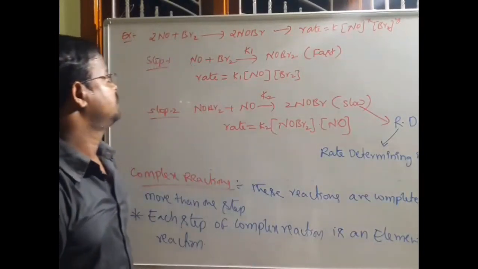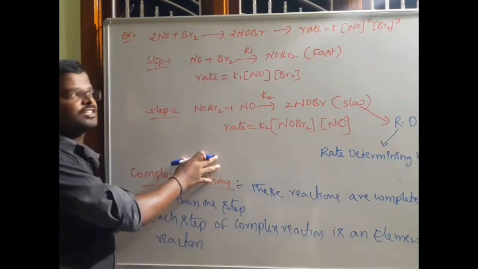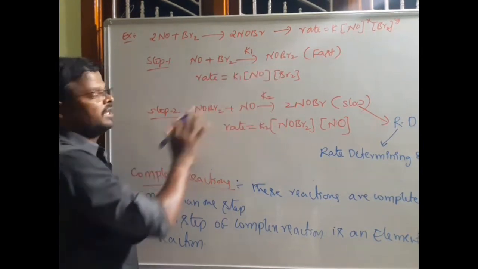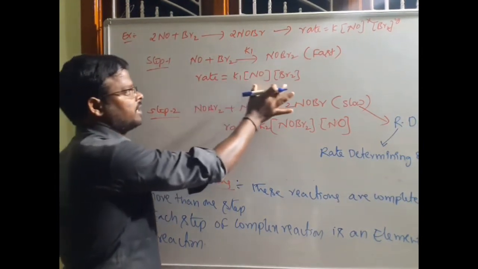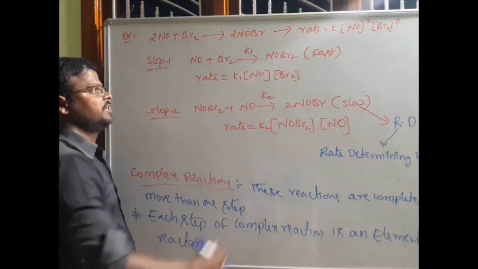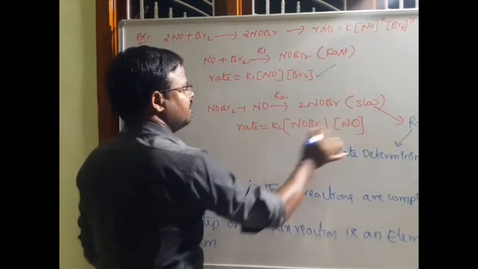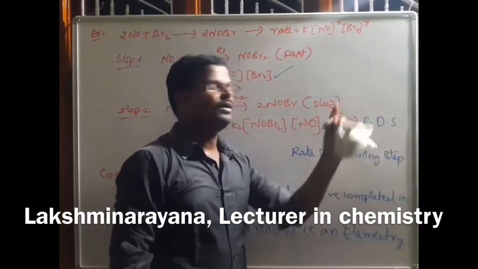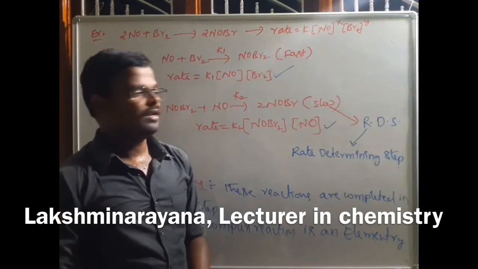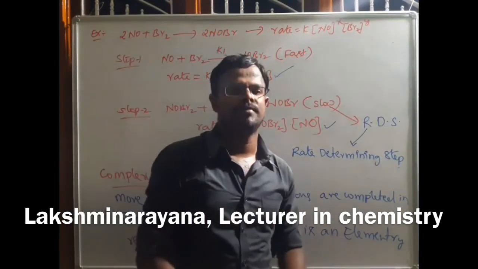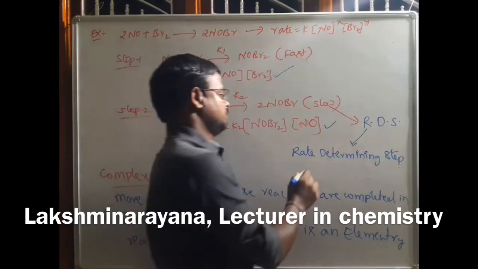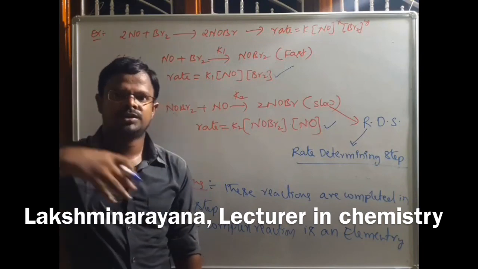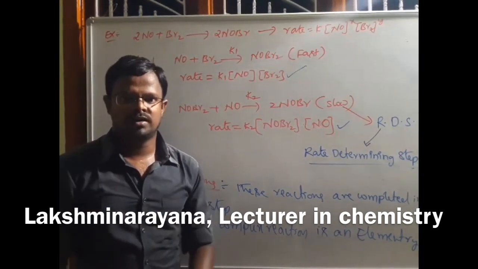Now see this equation. It is a complex reaction and it occurs in two steps. Each step is taken as an elementary reaction, so for each elementary reaction we get a rate equation. This is the rate equation for step 1, and this is the rate equation for step 2, which is the slowest reaction. The slowest reaction is the rate determining step, which controls the speed of a chemical reaction. So these are complex reactions. Next we are going to discuss what order and molecularity of a reaction are.